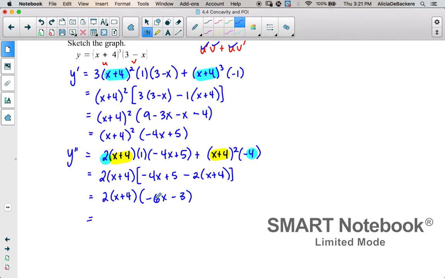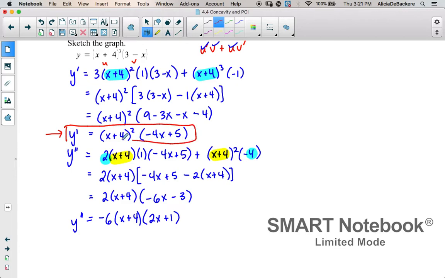I'm going to pull that negative 3 out and multiply it with the 2 in the front, and then divide the negative 3 out of this bracket. All right, so there's my second derivative. So from now on, when I use the first derivative, I'm going to use this line here. And when I use the second derivative, I'm going to use this line here.